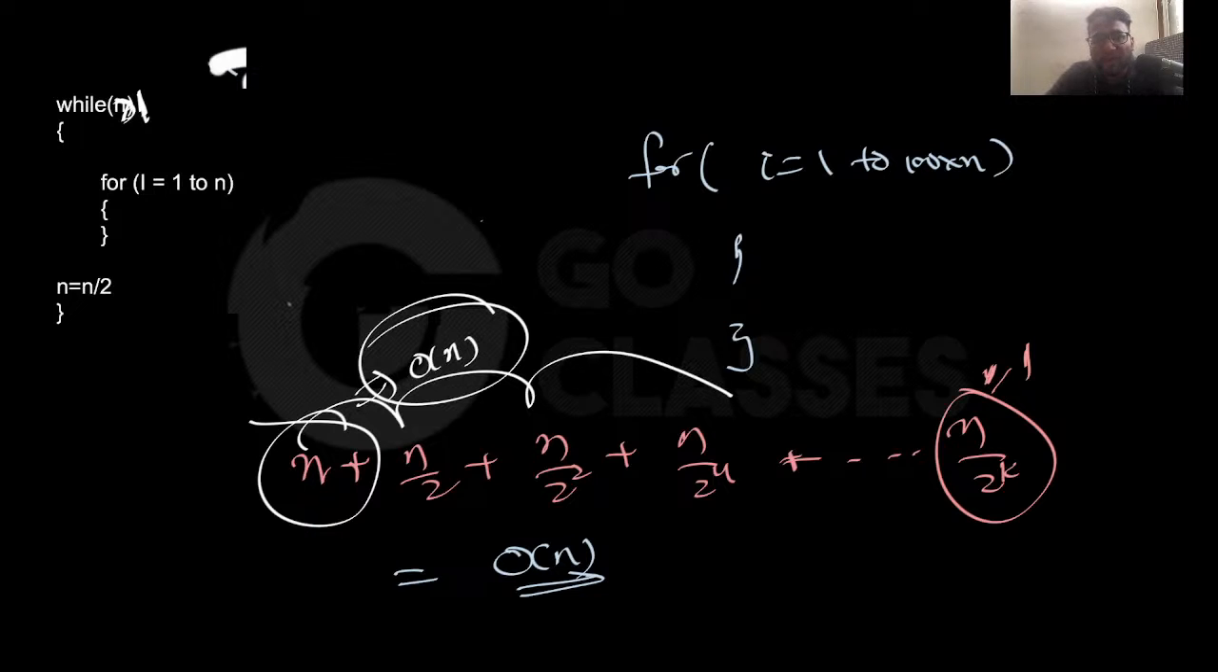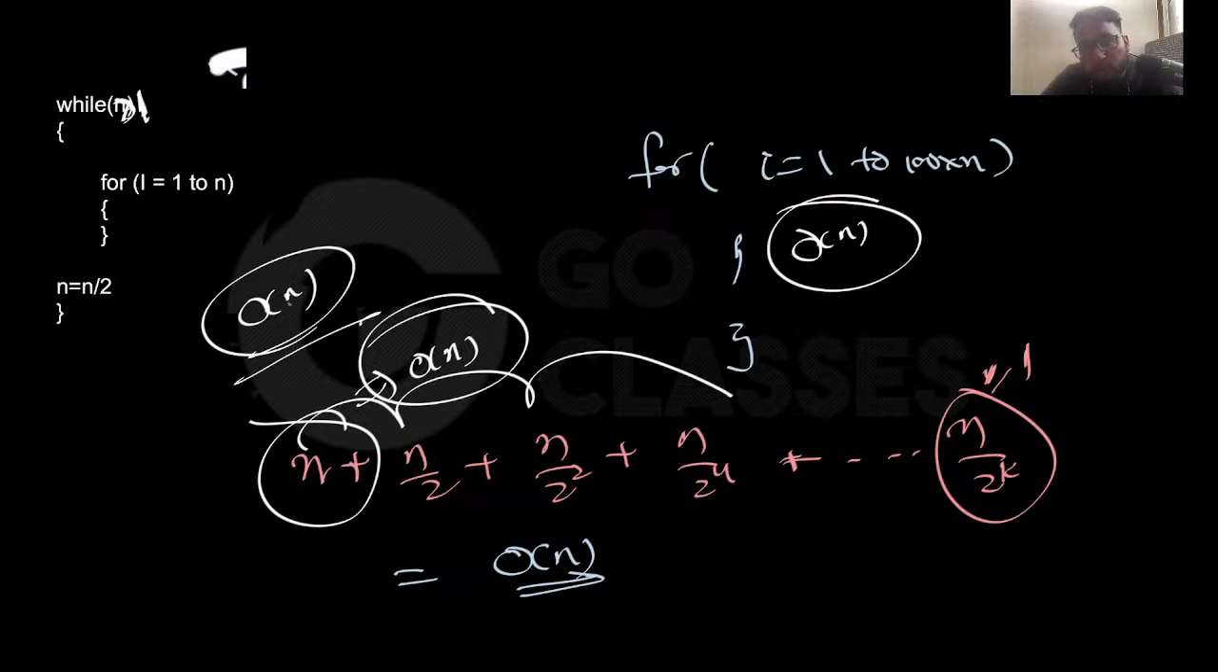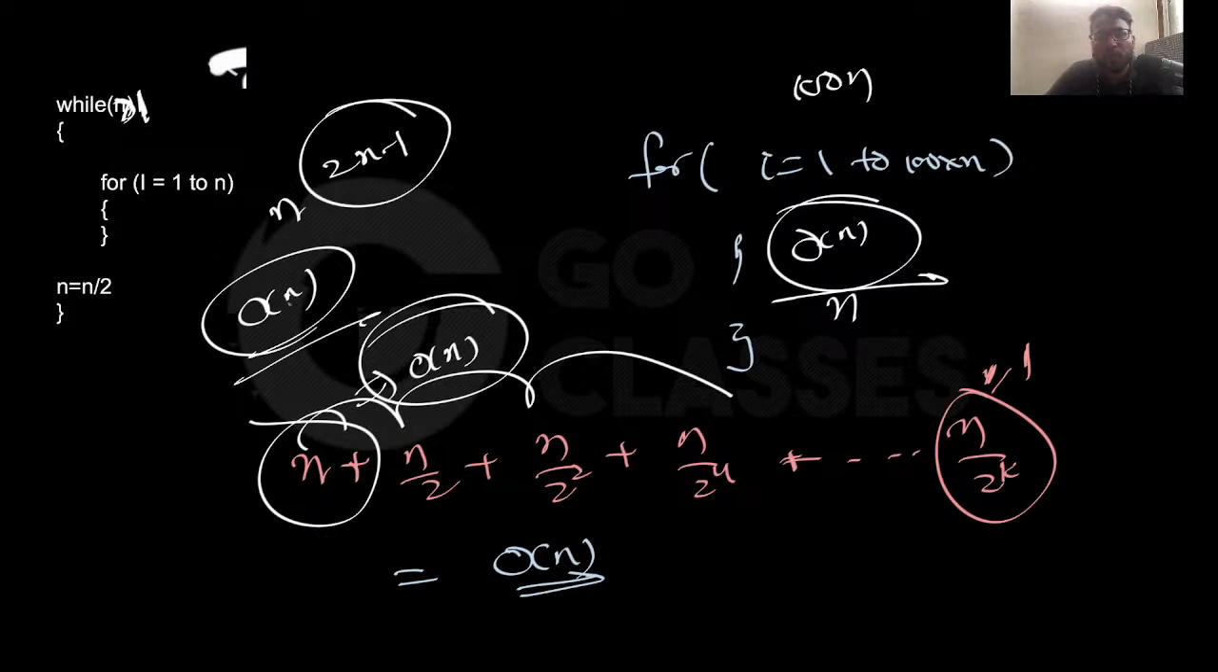So this loop is order of n, and this loop is also order of n. Since both loops are order of n, this is running n time, or maybe exactly 2n minus 1 time, and this is running 100n times. So one function is 2n minus 1, another function is 100n. They are just asking you to compare these two functions. Tell me what should be the answer.